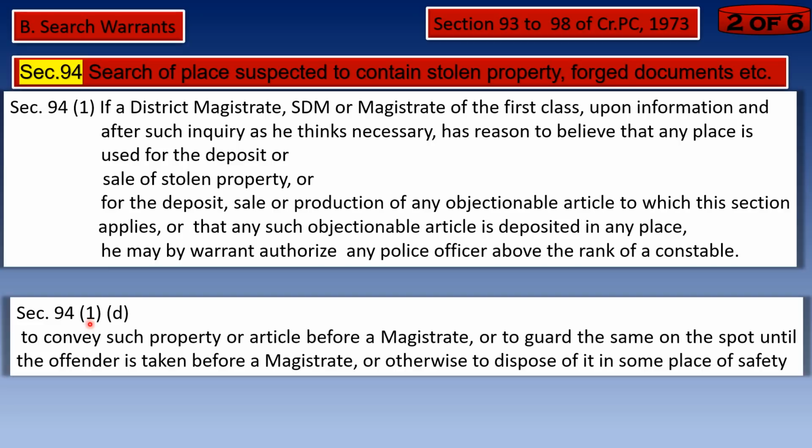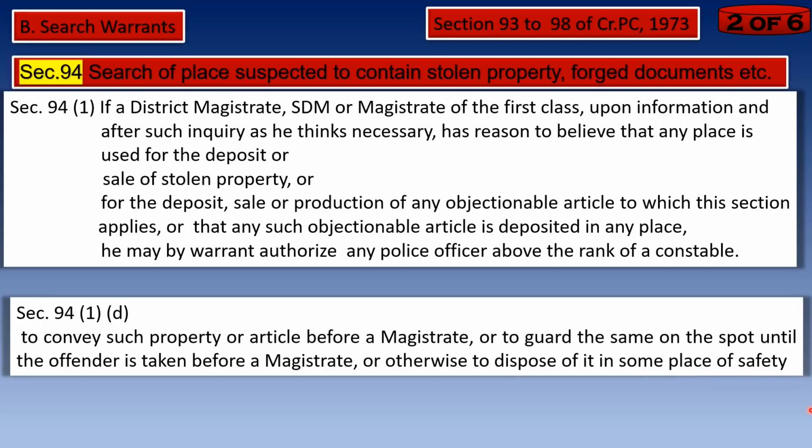First, to bring the article or the stolen property to the court, that is, before a magistrate. Two, to guard the same on the spot, which means we have found the stolen property or the objectionable article, and we need to protect it from being stolen further or taken away or the evidence being removed by the offender, and that is to be guarded until the offender is brought before the magistrate or the court. And the third thing it speaks about is to deposit the stolen property or the objectionable article at some place of safety. Now, all such things have been done.